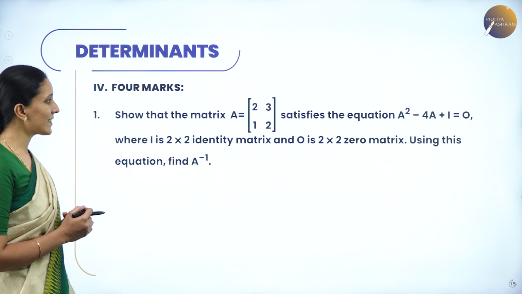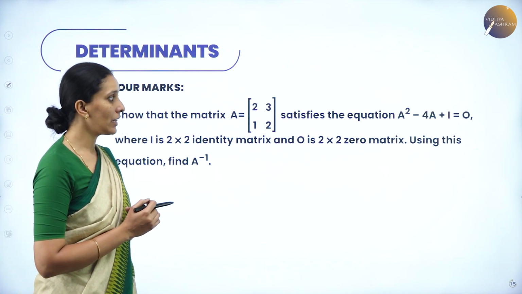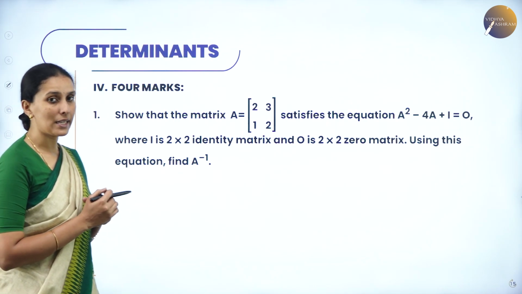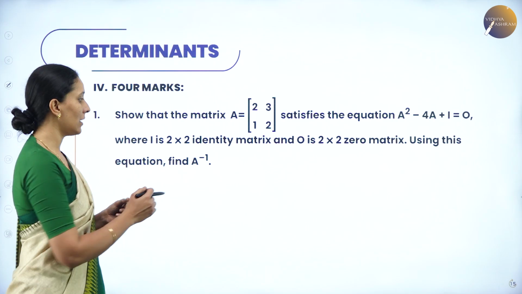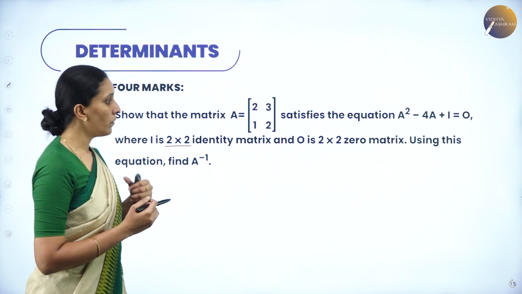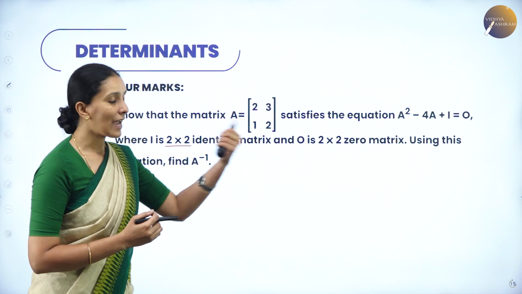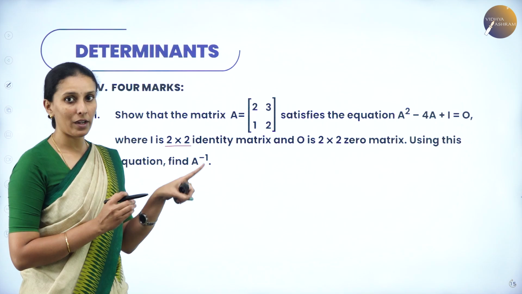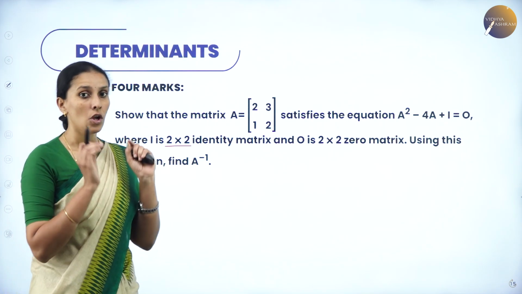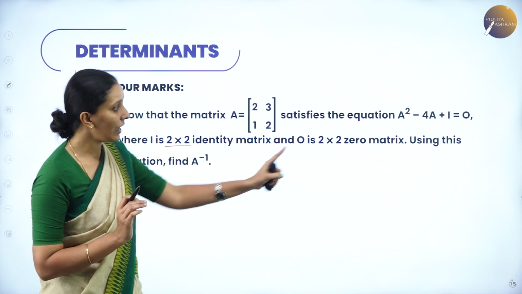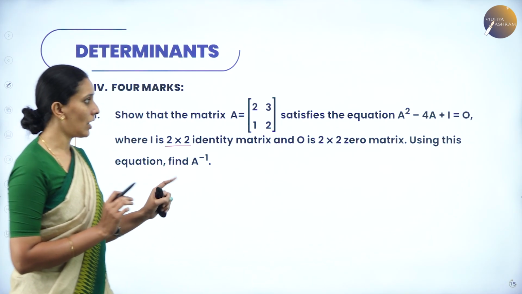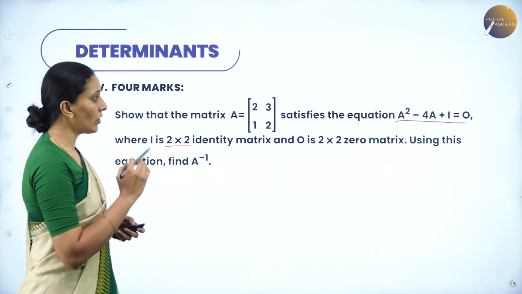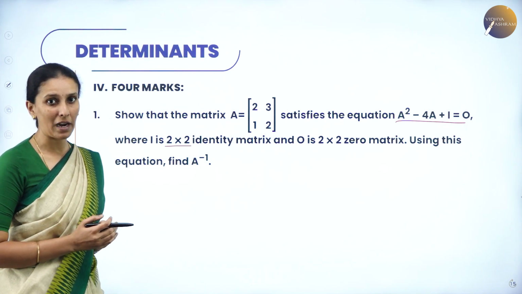Now show that the matrix A, 2, 3, 1, 2, satisfies the equation A square minus 4A plus I is equal to O. O means null matrix. I is the identity matrix of order 2 cross 2. Now we have to verify whether it satisfies the given matrix equation, and using that equation only, we are supposed to find A inverse, not using the formula. Clearly they have mentioned using this matrix equation only, we have to find out A inverse. So before that, let us see whether it satisfies the matrix equation.